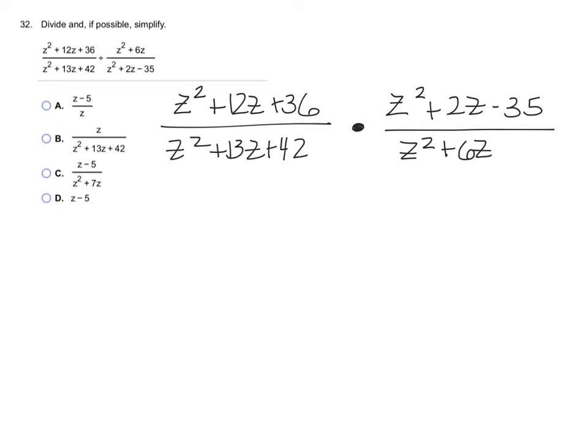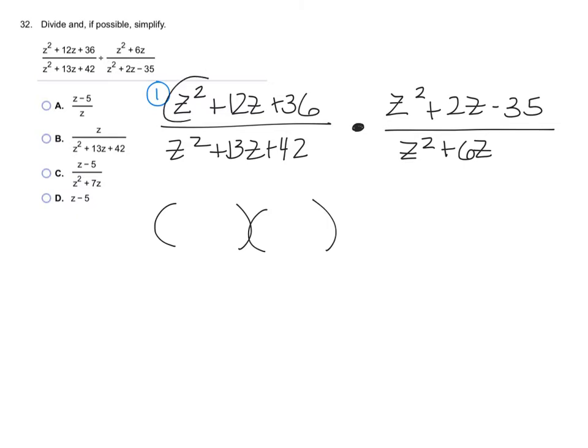Now that this is a multiplication problem, I can just multiply the numerators together and then the denominators together. So everything that you see on top is going to stay on top, and everything you see on the bottom is going to stay on the bottom. So in order to simplify this, I need to factor out all these quadratic equations. So I'm going to start with the first quadratic that I see in the numerator position, which is the z squared plus 12z plus 36. I'm going to factor that into two sets of binomials.